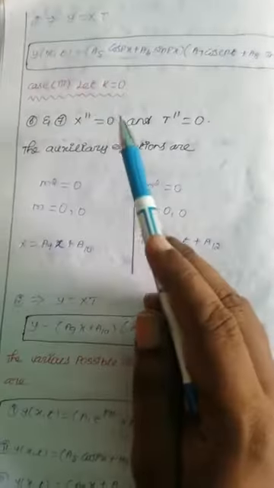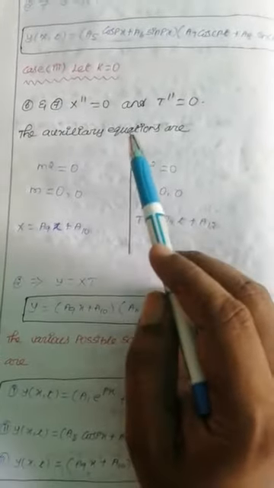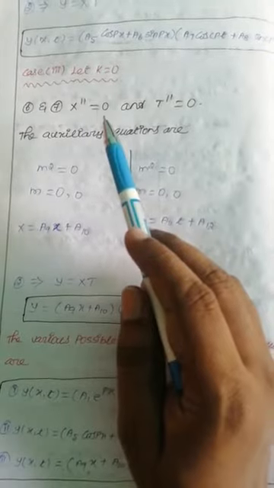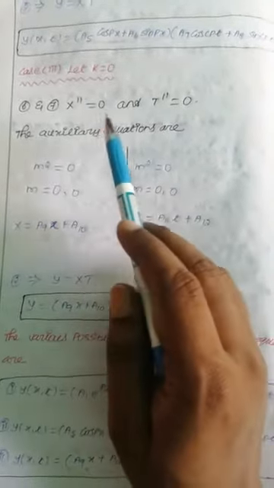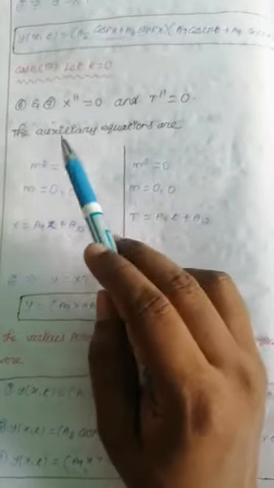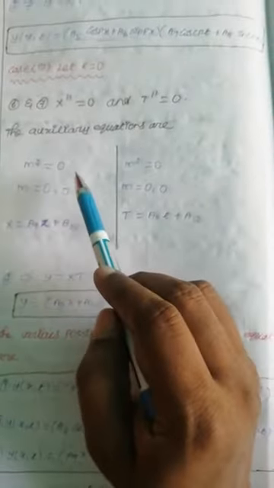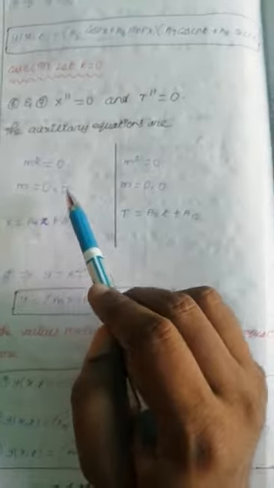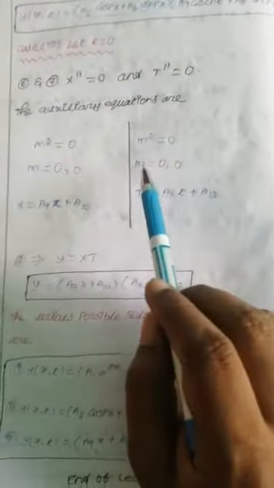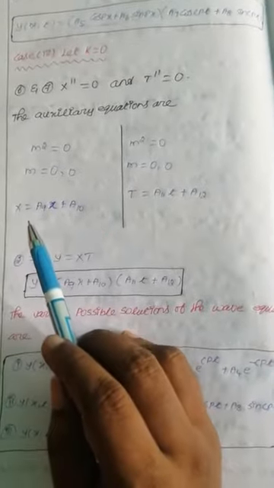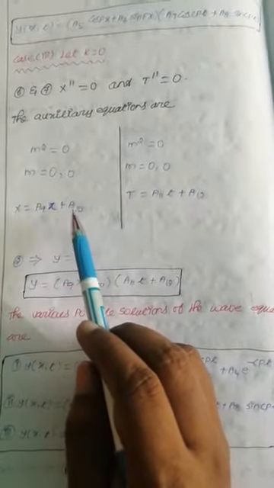Now we go to the third case. Let k equal to 0. Now k equal to 0 means X double prime equal to 0 and T double prime equal to 0, from equations 6 and 7. For this the auxiliary equation is m square equal to 0, m equal to 0, 0. Similarly for this differential equation, m square equal to 0, m equal to 0, 0. Capital X equal to a9 x plus a10.